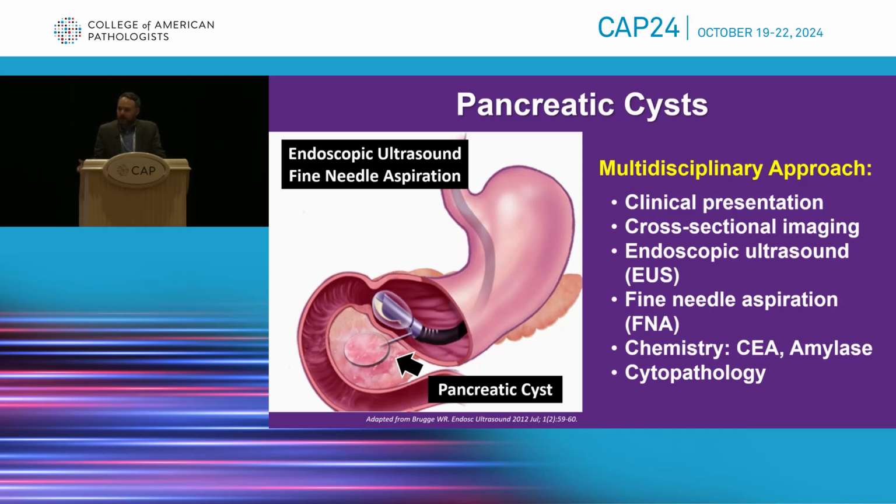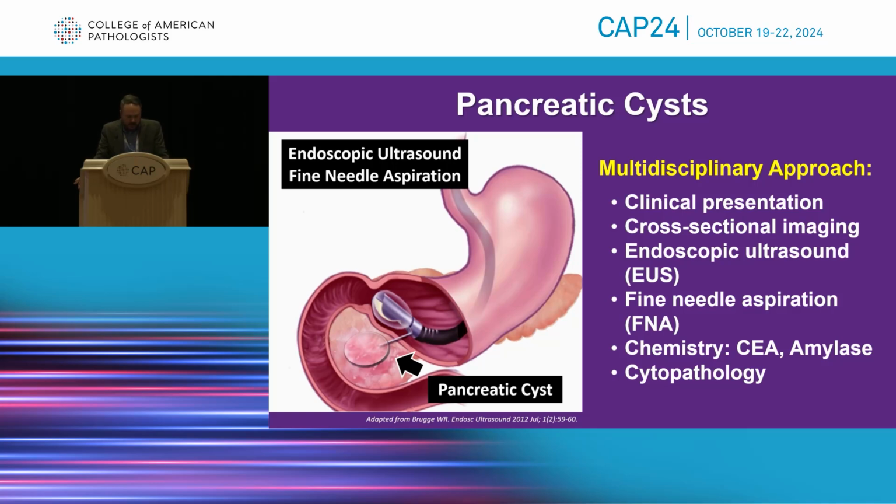So pancreatic cysts, much like solid lesions, require a multidisciplinary approach. Certainly you need to take into account as much information as possible because you're not necessarily going to get a lot of information out of the microscopic examination. So take into account the patient's clinical presentation, imaging studies, the FNA material, and then also, as we'll talk about, chemistry on the cyst fluid, analyzing for CEA and amylase, and we'll talk about some other ancillary studies as well.